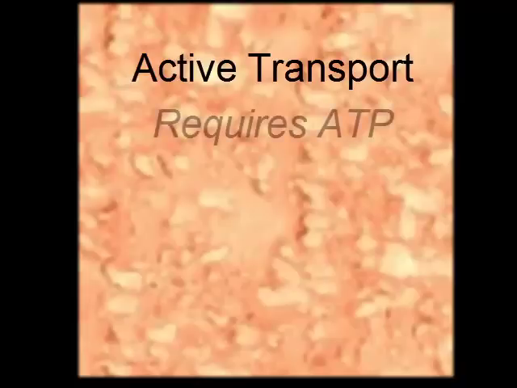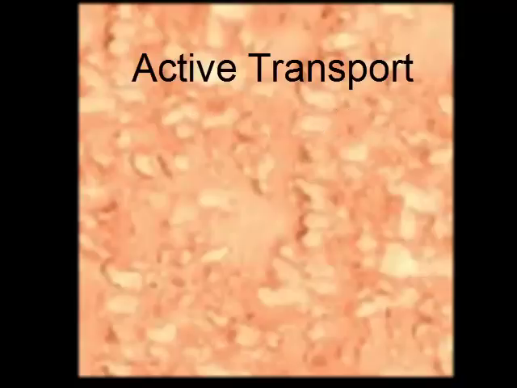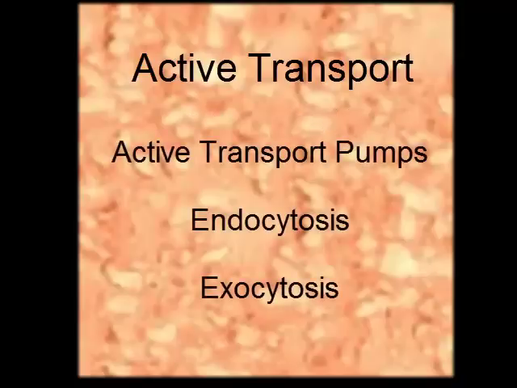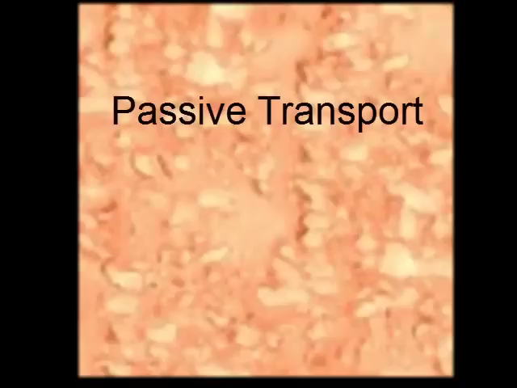Active transport requires ATP. It needs energy. The cell must expend energy in order to accomplish an active transport. So the 3 types of active transport we're going to cover are active transport pumps, endocytosis, and exocytosis. So we're going to start with passive transport, and passive again means what? No ATP, no energy needed on the part of the cell. Okay? We have 4 different types of passive transport.